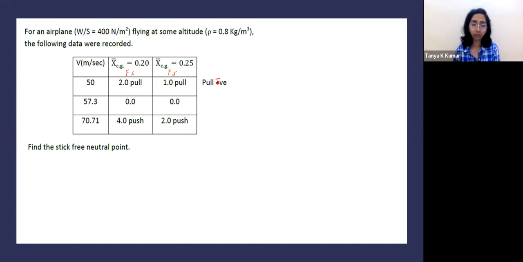Okay, so the stick free neutral point is the CG location at which dFs by dQ by dCL becomes 0. This is the definition of the stick-free neutral point, X N P bar prime. So from the given data, how do you think we should proceed?